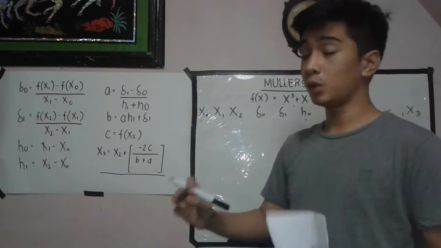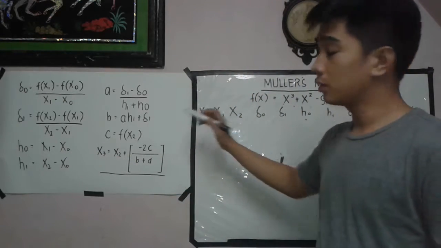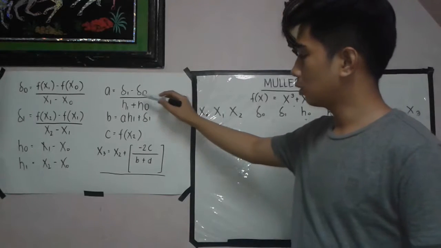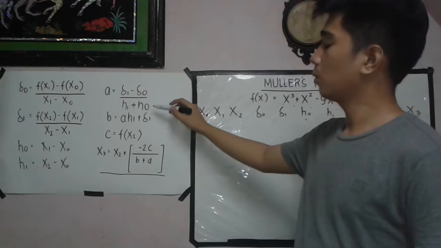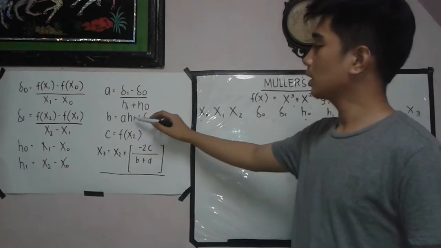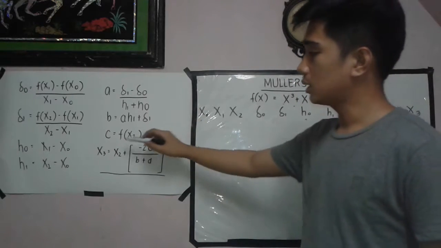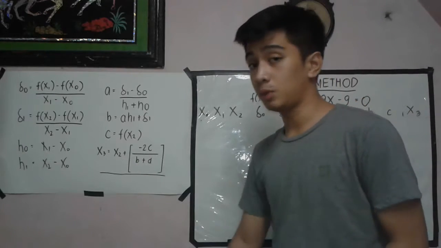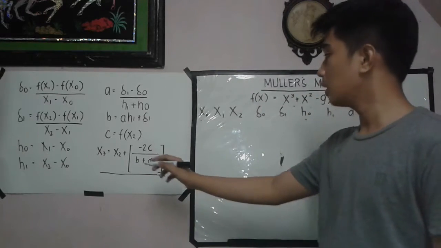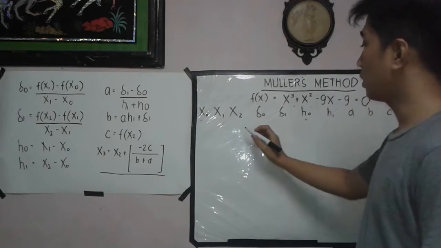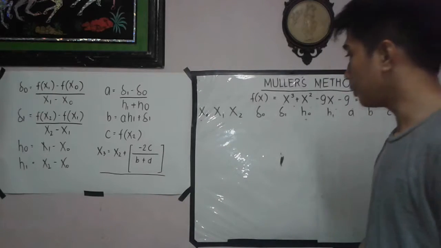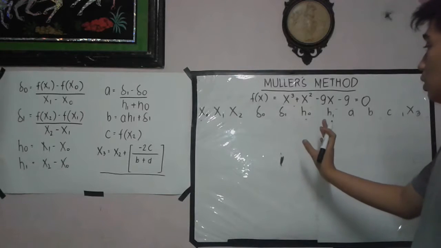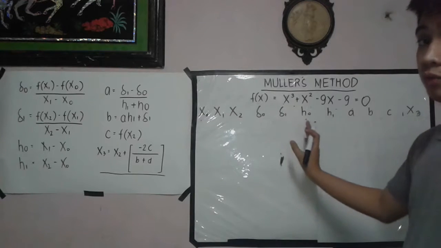distance of the points. So for the equation of the coefficients, a is equal to delta 1 minus delta 0 over h1 minus h0. b is equal to a times h1 plus delta 1, and c is basically equal to f of x2. So we have x sub 3 here. X sub 3 determines the next value of our x sub 2. So we need to assume a value of the roots for this equation.